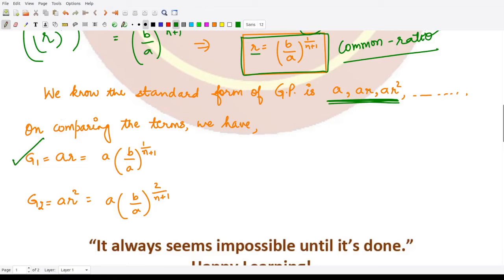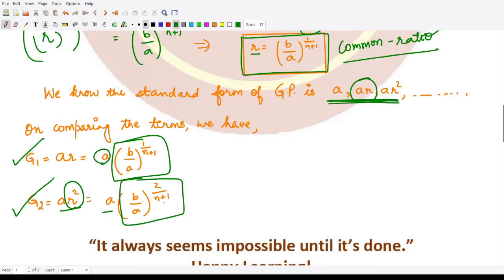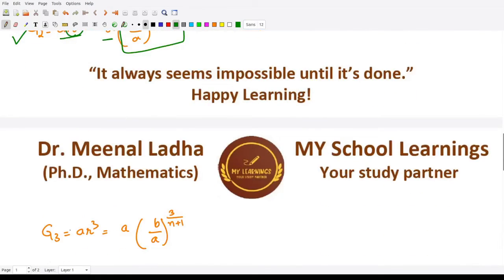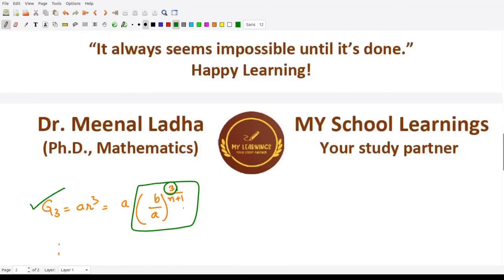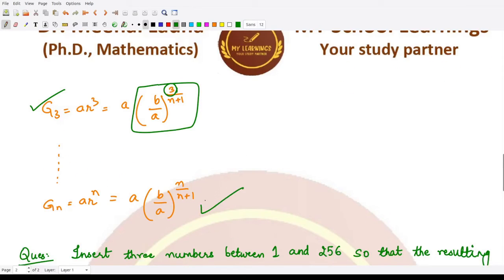G1 would be AR. So A is as such, and the value of r we have substituted. The next term is G2, which is AR square. So A is as such, and we have just substituted the value of r square, which is B upon A raised to power 2 upon n plus 1. Similarly, G3 would be AR cube, which would be A into the value of r we have substituted here and taken its power as 3. And in a similar manner, we can calculate all the terms here.